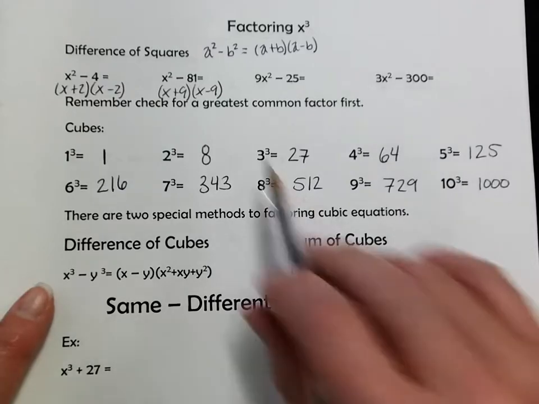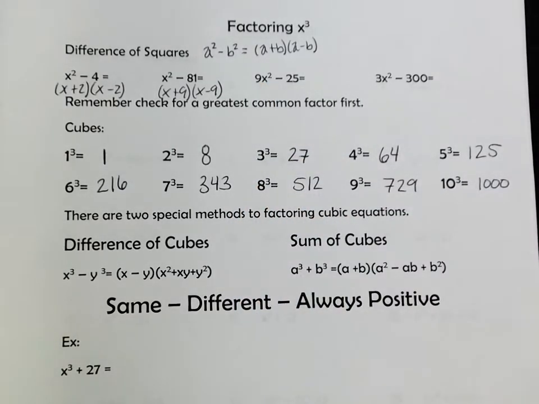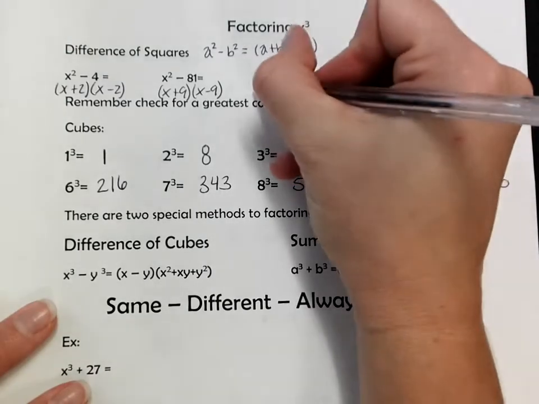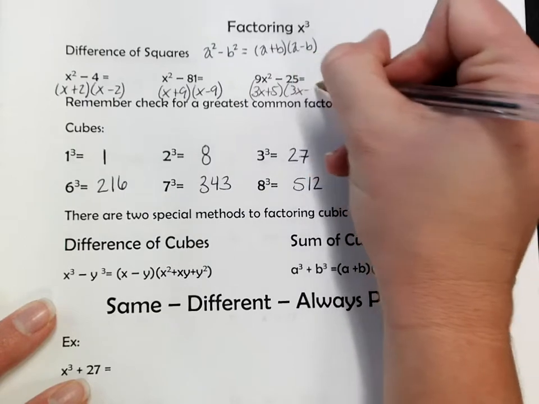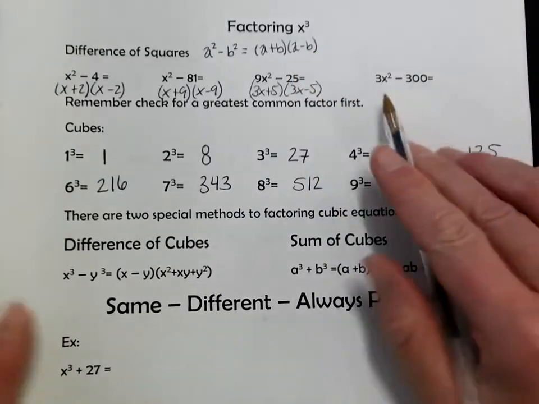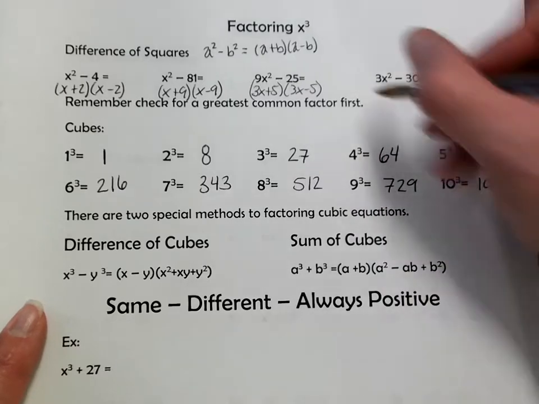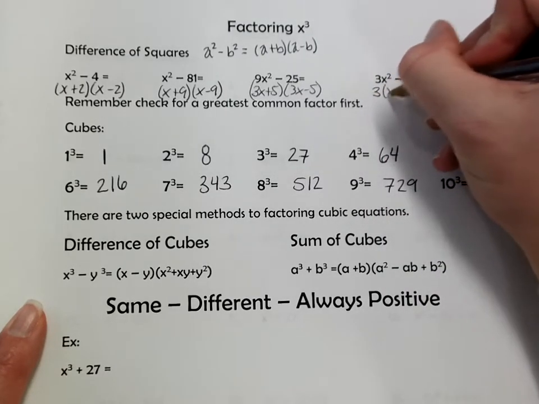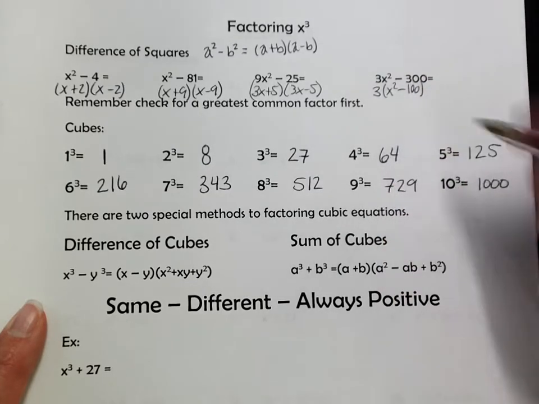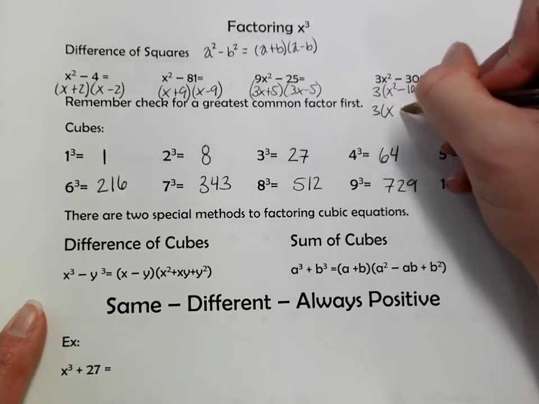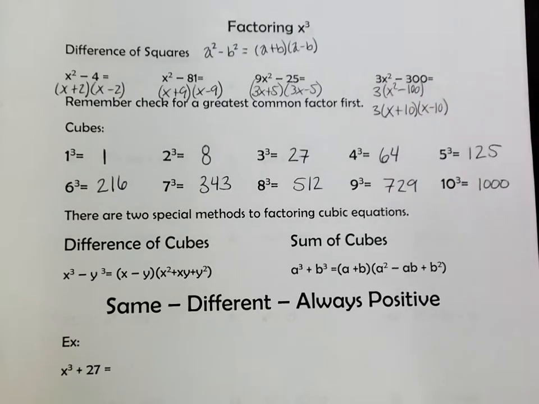No real reason. This one, that's going to be a 3x squared and a 5 squared. So that's 3x plus 5 and 3x minus 5. The last one, 3 is not anything squared, neither is 300, but I do have a greatest common factor of 3 that I could take out first. But once I do that, what I'm left with happens to be a perfect square. So this factors completely as 3 times x plus 10 times x minus 10.